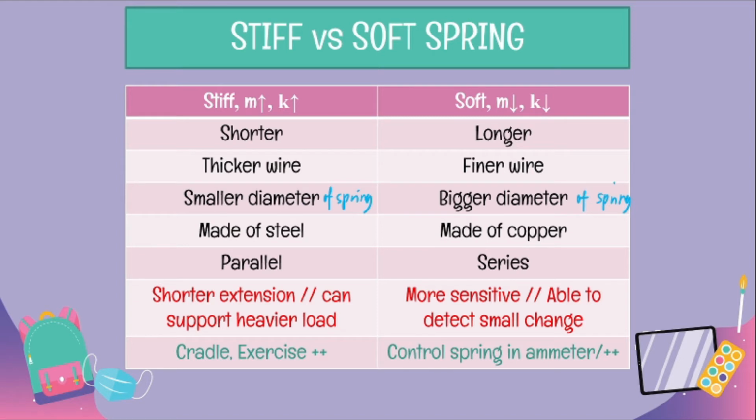Okay, the reasons are, so soft spring is more sensitive, able to detect small change, especially in ammeter, voltmeter or galvanometer lah. So the punya application is ni lah. Control spring in ammeter plus. So plus refers to voltmeter or galvanometer. Alright. Siapa nak screenshot? 1, 2, 3, bye.